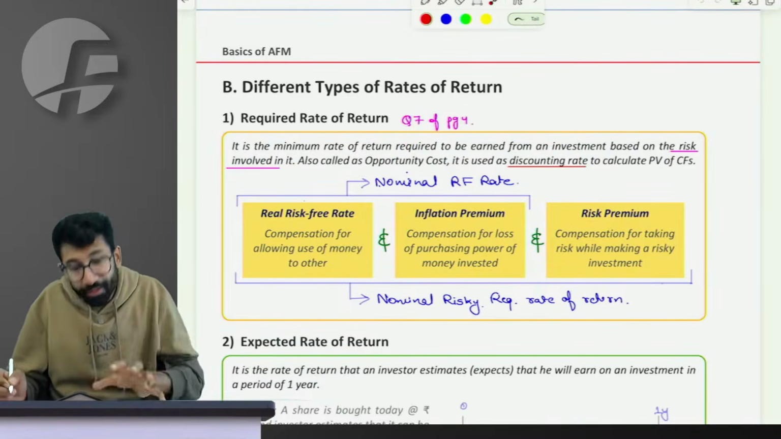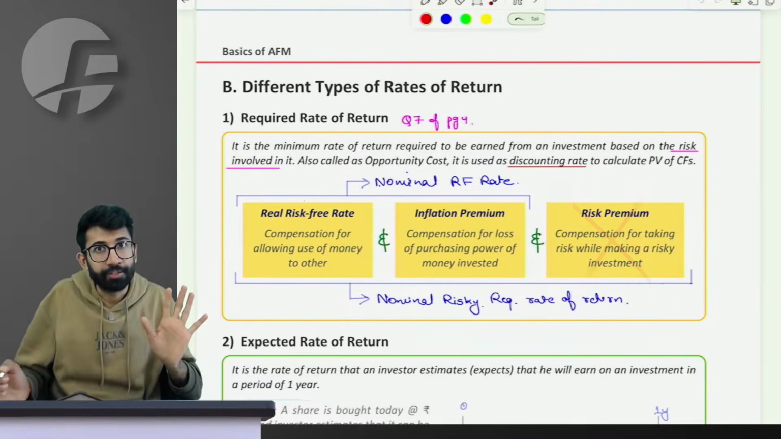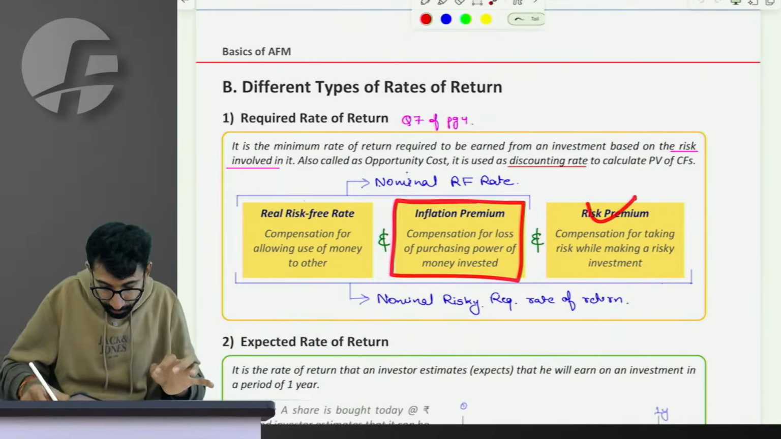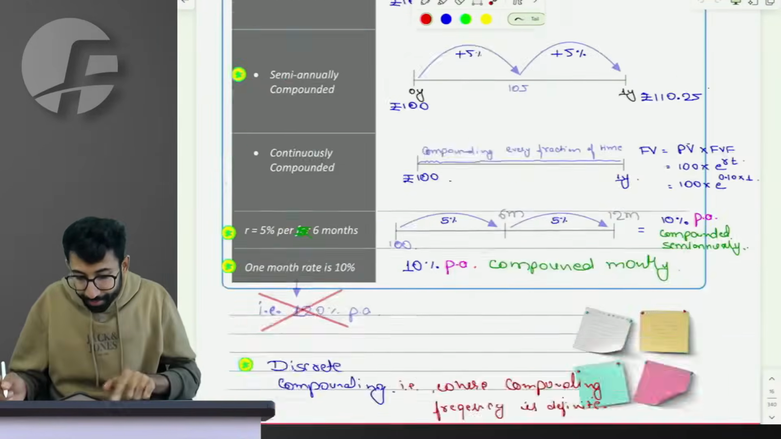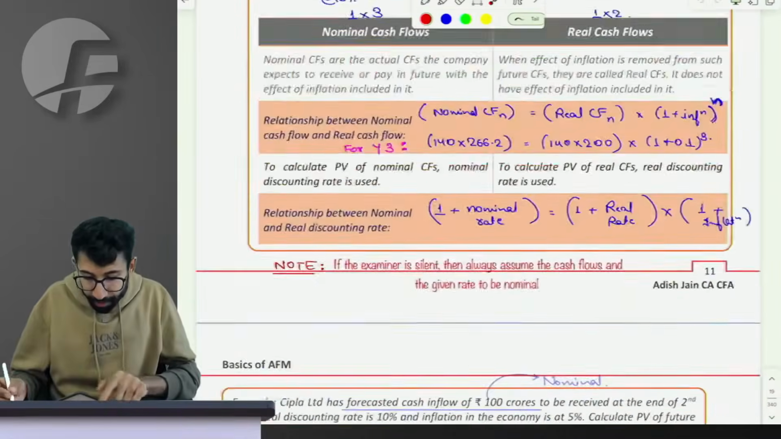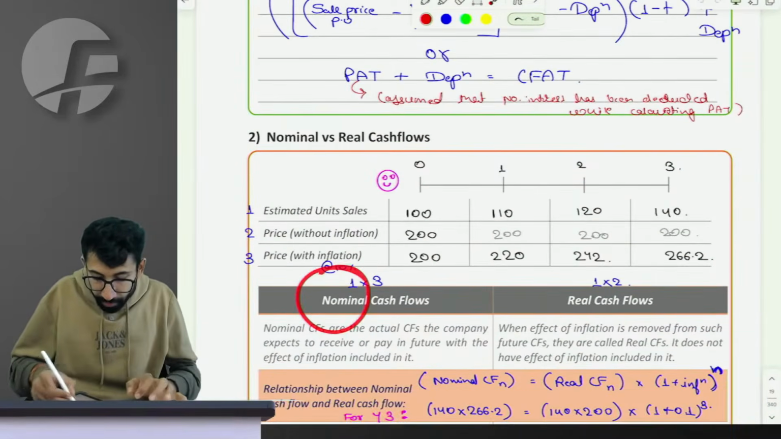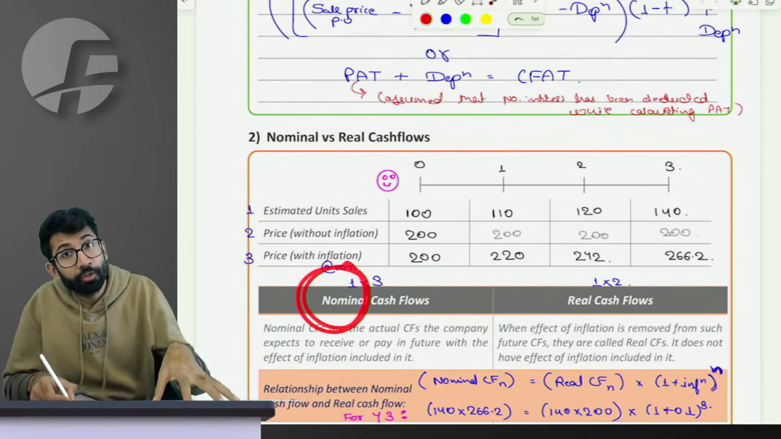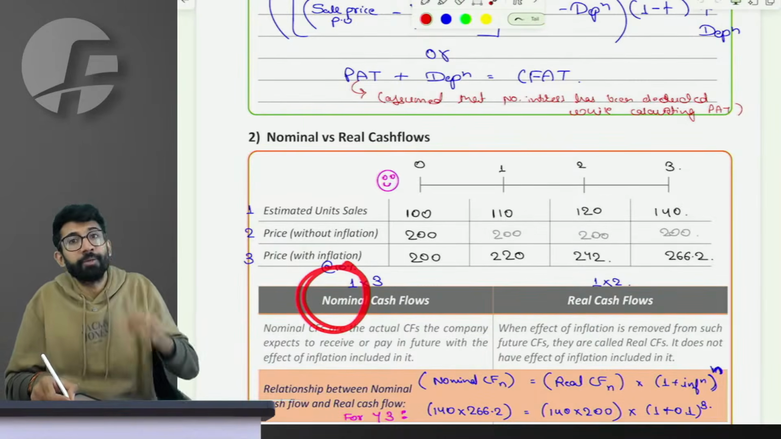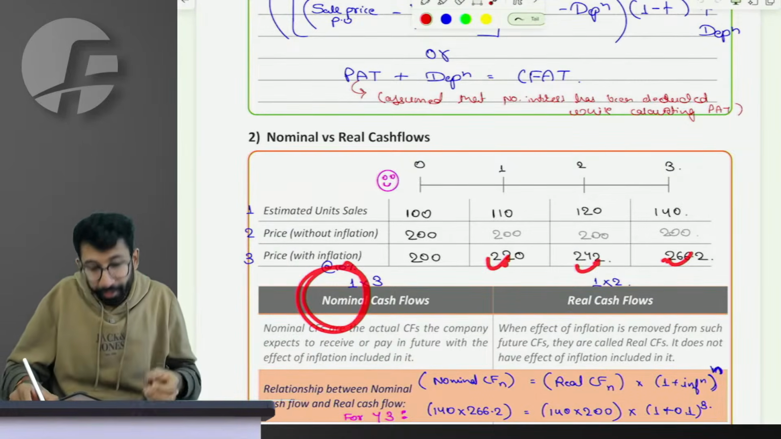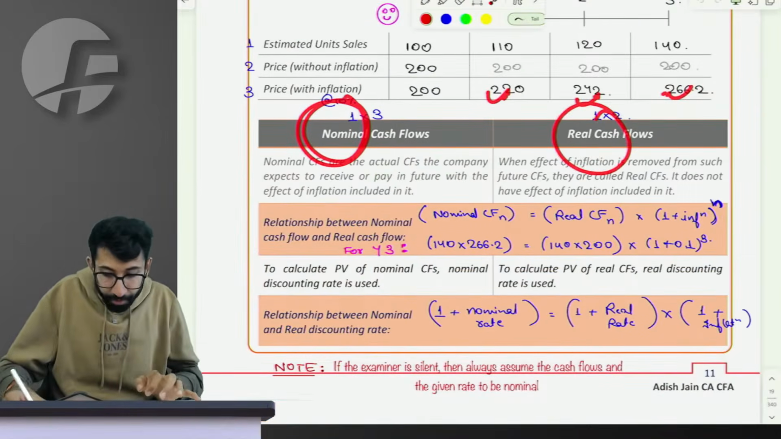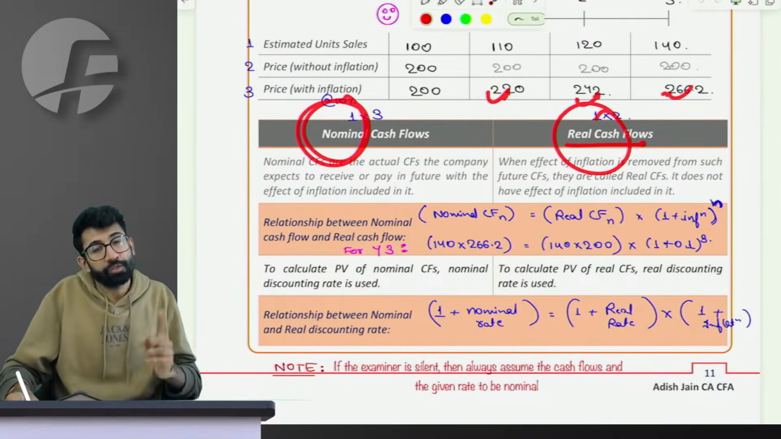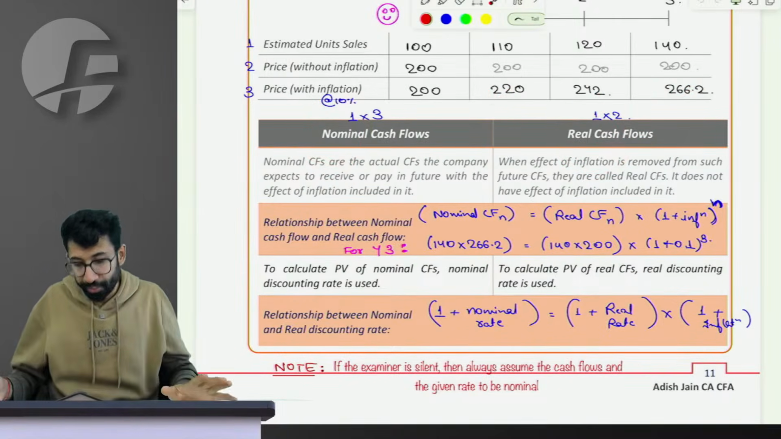Agreed? In our discussion right now, risk premium is not the concern. Risk premium may be there, may not be there, it is not the concern. Our concern is inflation premium. So we say that if the cash flows are nominal, the discounting rate will also be nominal. The discounting rate will include the effect of inflation premium in it, because the cash flows also include the effect of inflation. If the cash flows are real, and do not include inflation effect, then the discounting rate to discount those cash flows will also be real, and will not include inflation effect, right?